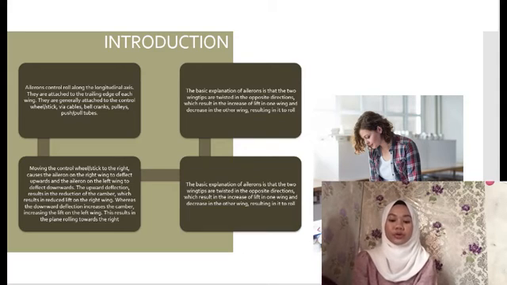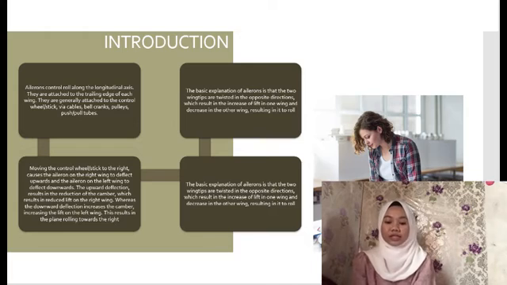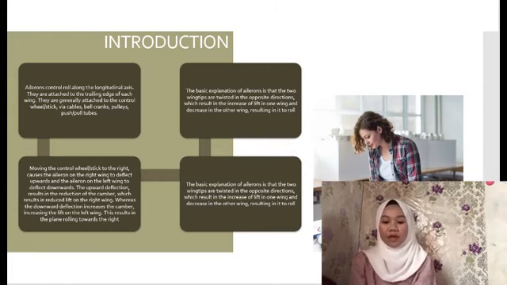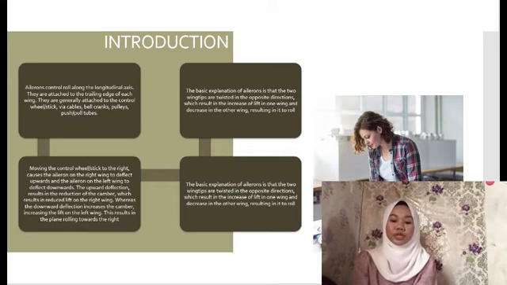Aileron control roll along the longitudinal axis. They are attached to the trailing edge of each wing. They are generally attached to the control wheel or stick via cable, bell crank, pulley, push and pull tube.